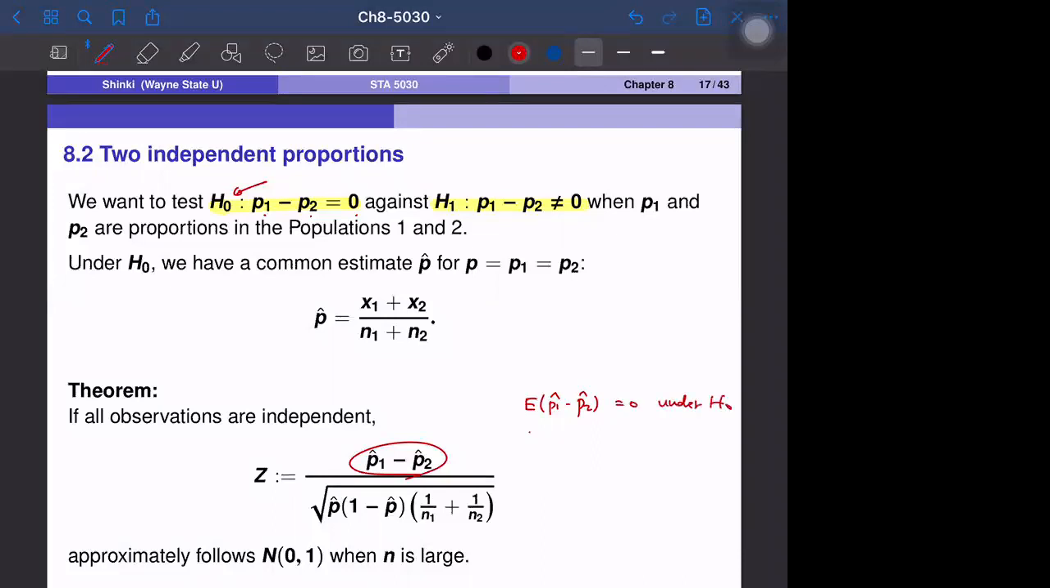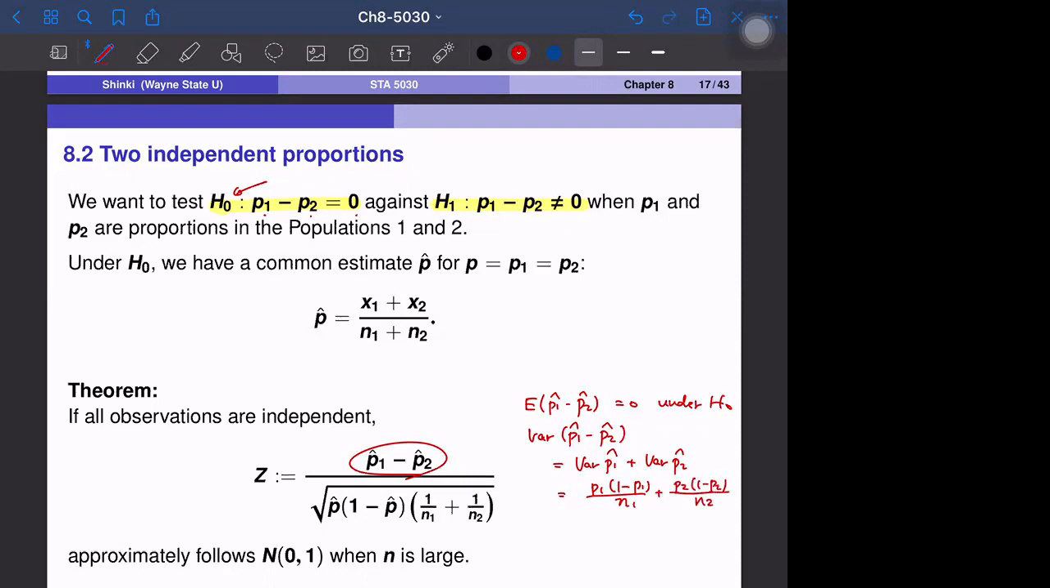So how about the variance? The variance of p1 hat was calculated in the previous section, and the variance of the difference is just the summation, because p1 hat and p2 hat are independent. So this becomes p1 times 1 minus p1 over n1, plus p2 times 1 minus p2 over n2. But actually, p1 and p2 are unknown.